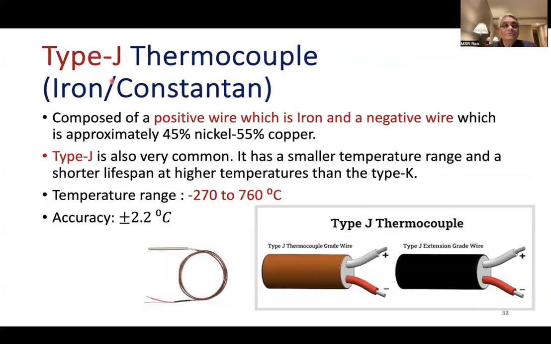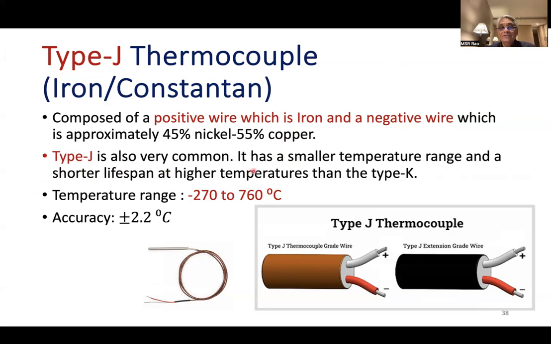You have the type J thermocouple. Again, another commonly used thermocouple. This is the iron-constantan thermocouple. It is composed of a positive wire, which is iron, and a negative wire, which is approximately 45% nickel and 55% copper. So one is a single element, the other one is again an alloy. Type J is also very common.